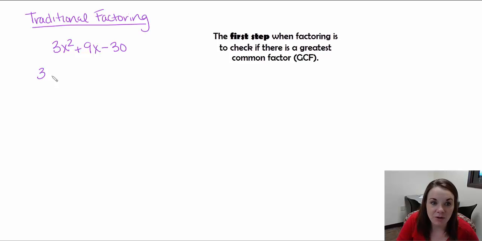So I write that factor out front, and then in parentheses, it's almost like a reverse distribution. I then divide each of these terms by what I just factored out, and what's left is what stays inside the parentheses. So for instance, 3x squared divided by 3 leaves me with x squared. The positive 9x divided by 3 leaves me with 3x, and the negative 30 divided by 3 leaves me with minus 10. So again, that's the first step whenever you're doing any type of factoring: check to see if there's a greatest common factor that you can bring out front first.